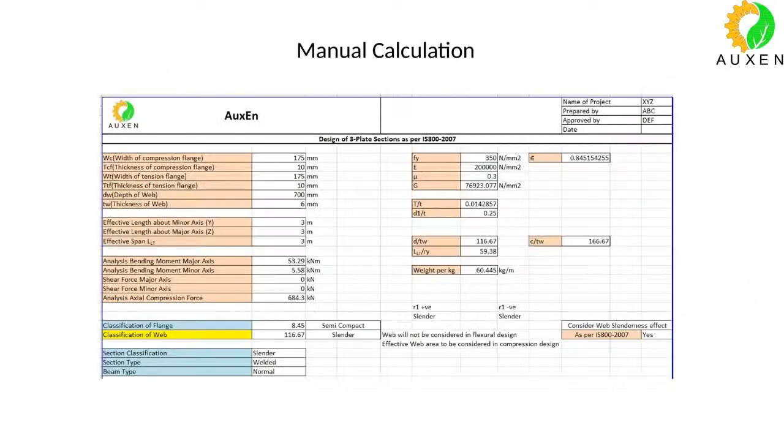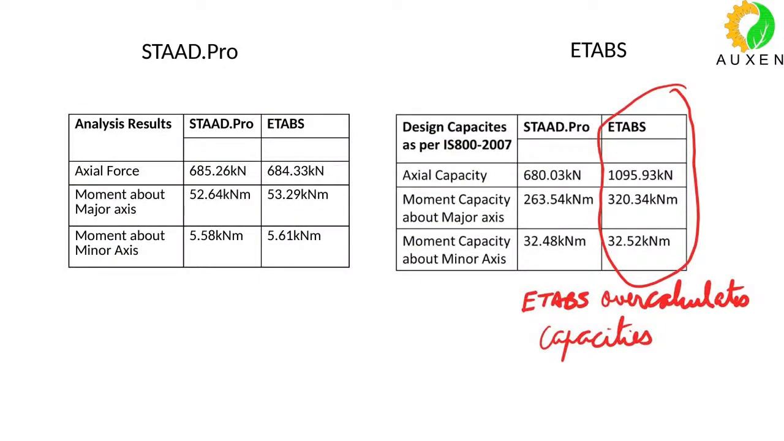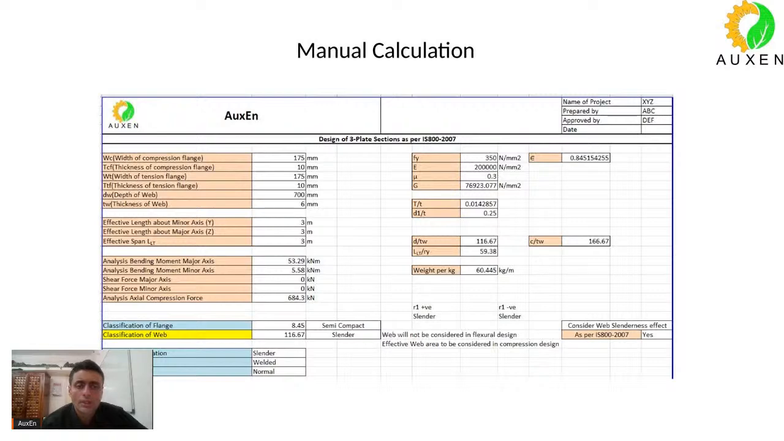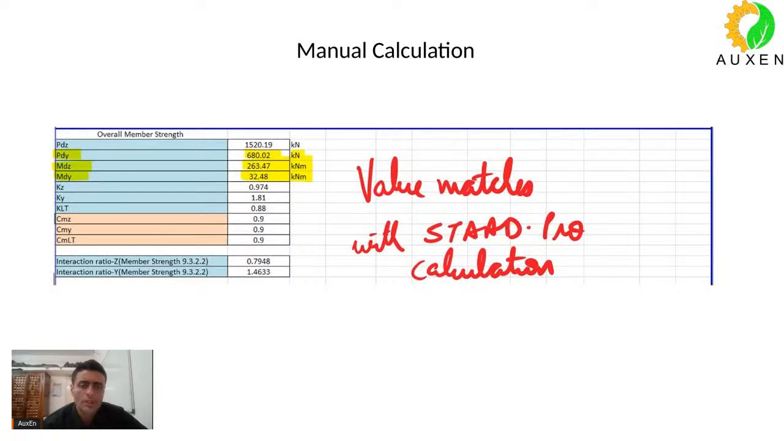So what ETABS is doing is, ETABS is not able to consider the slender web provisions as per IS 800 2007. So this is a very important point because many of the engineers these days do the steel design using ETABS. So ETABS is not able to consider the slender web provisions as per the code. So to just ensure that we are doing everything correctly, we also cross-checked it with our manual calculations. So we have an Excel sheet made which checks the three plate sections in a very good way. So we checked our results on this also.